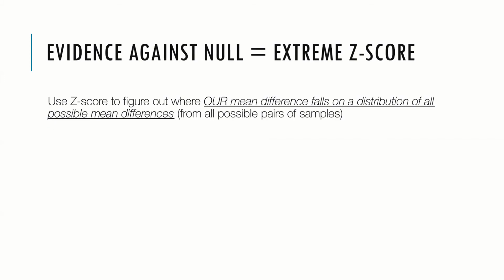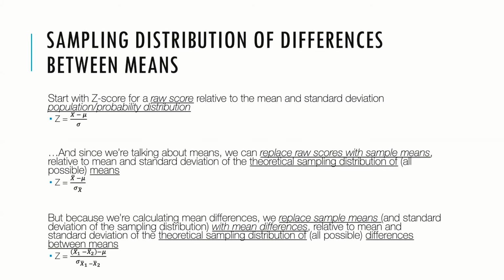We want to figure out where our difference of 4 falls relative to everybody else. So I know there's a lot on this page, but I'm just walking you through steps that way you have for reference. So let me walk you through the steps. We have a z-score formula, right? We know it's x minus the mean of the population over the standard deviation of the population. So this is a raw score relative to the population, or a probability distribution.